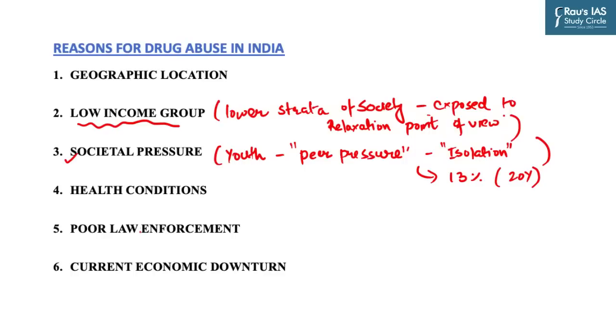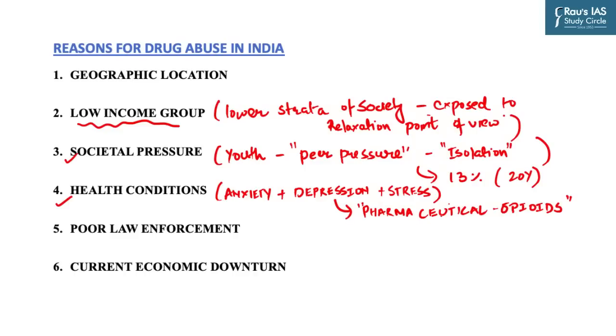Moving on, the next major reason for drug abuse in India is health condition. Sometimes drug abuse is also related to health conditions, which can be due to anxiety and depression, or even due to high levels of stress. And this causes drug abuse to increase, as apart from drugs like heroin or cocaine, there is also abuse of pharmaceutical opioids, which contributes around 0.96% of the total drug abuse.